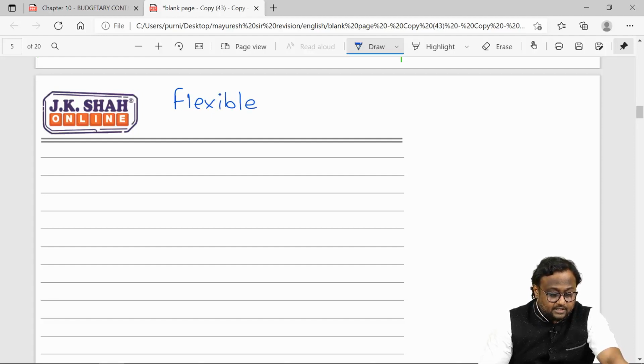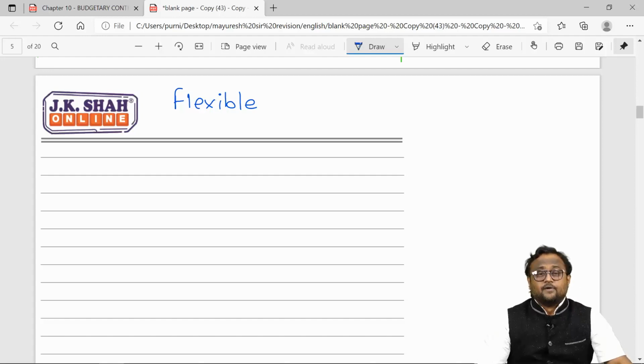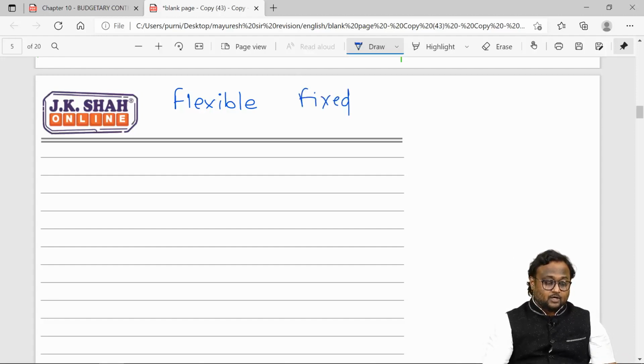Now, a flexible budget is that which is for different levels of activities. But a fixed budget will be prepared only for one level of activity. So suppose you have a capacity of producing 80,000 units, or say a capacity of producing 1 lakh units.